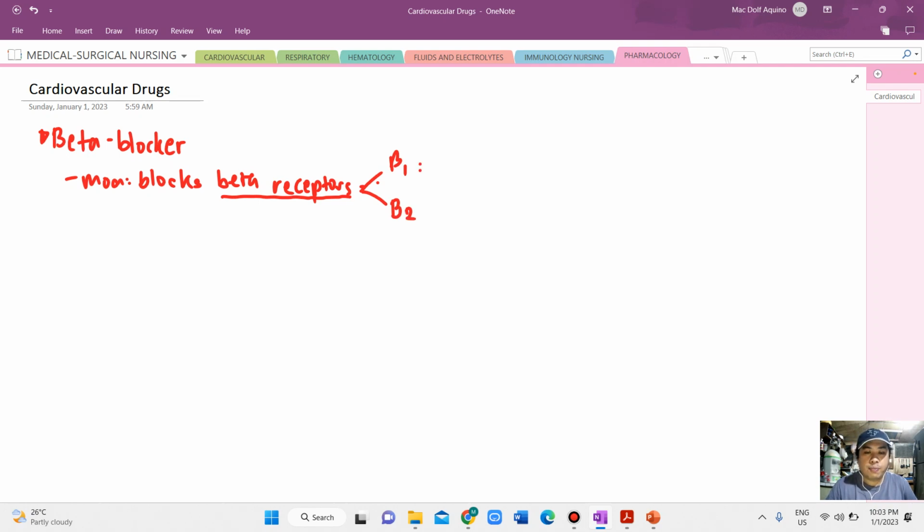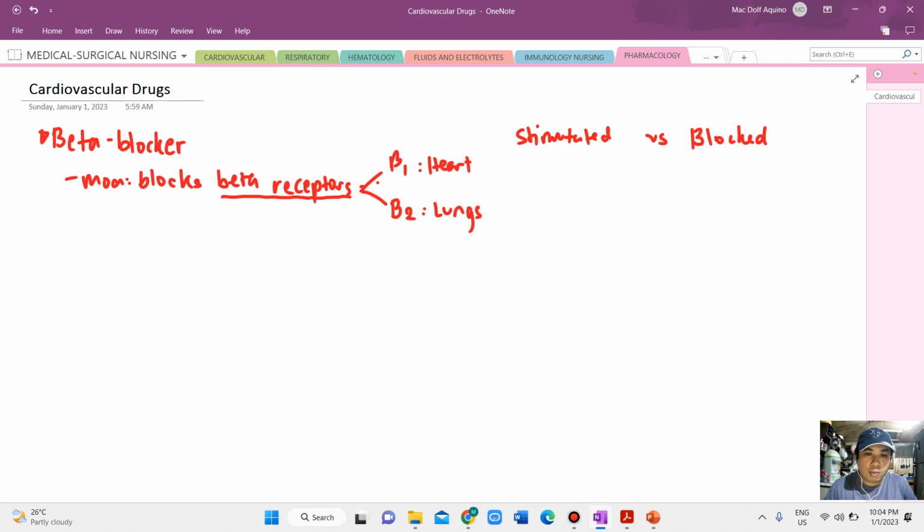Basically, beta 1 is located in your heart and your beta 2 is located in the lungs. To make it easy to memorize, you only have one heart, beta 1. You have two lungs, beta 2. So let's compare what happens when these receptors are stimulated versus when they are blocked.